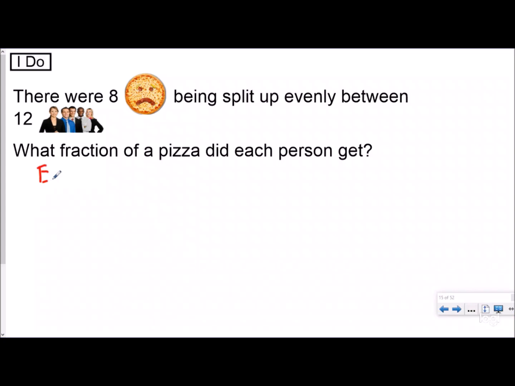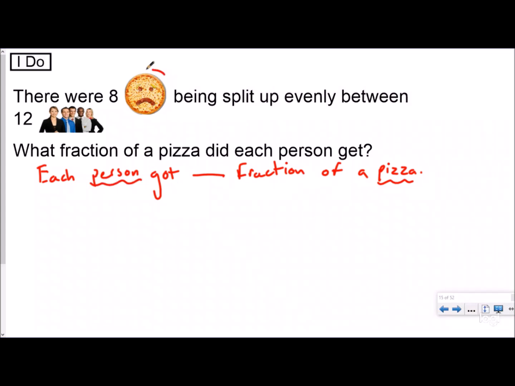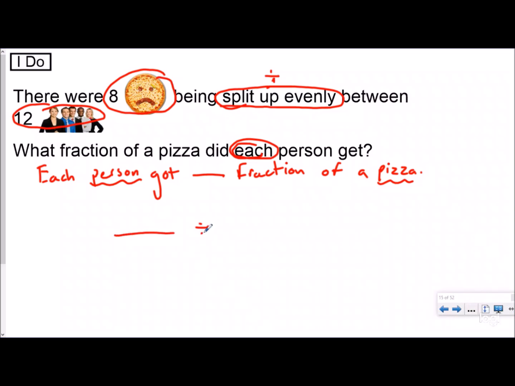So our statement is going to say, each person got, or this might be bad English, blank fraction of a pizza. So let's look at our word problem and we're looking for anything about pizza, right? Or maybe fractions or people. So there are 8 pizzas being split up evenly. This is important because this tells me that I'm dividing between 12 people. What fraction did each person get? So I know I'm dividing because it's splitting up evenly. I'm going to draw my blank division equation for my develop a plan.